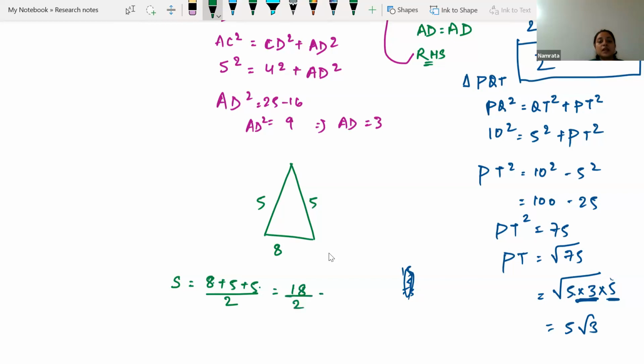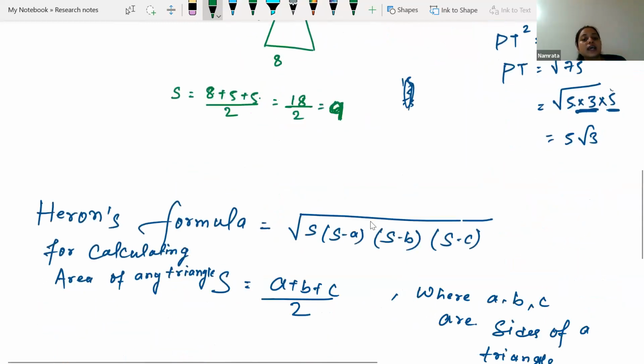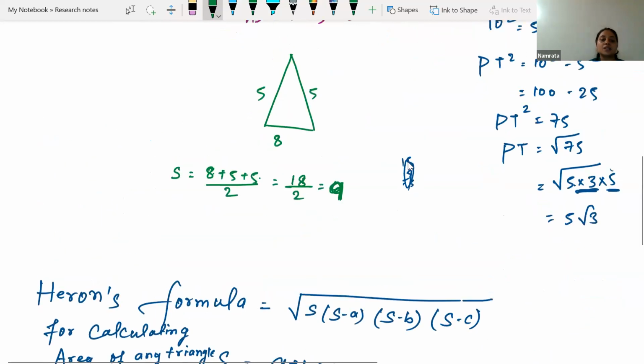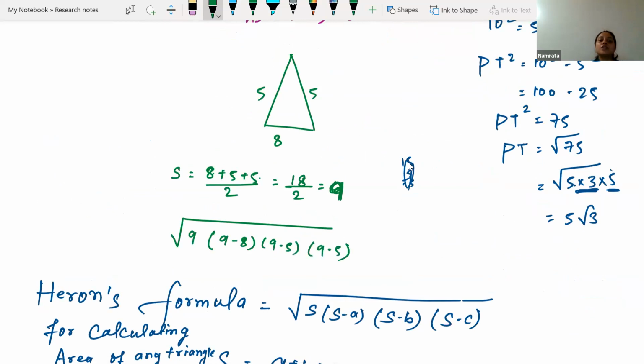By 2, that means 6 we are getting 9, right? So here we got S as 9. Now what the formula says: find S and then put it in the formula. S minus A, S minus B, S minus C. So under root S, that is 9, 9 minus 8, 9 minus 5, 9 minus 5. This is what the formula says, the new area formula.